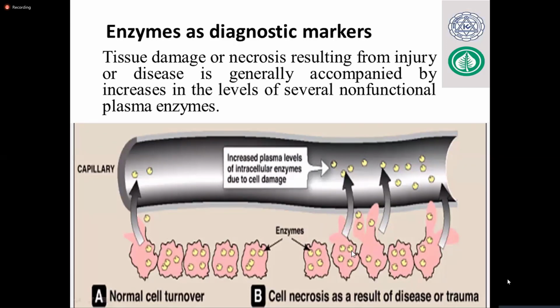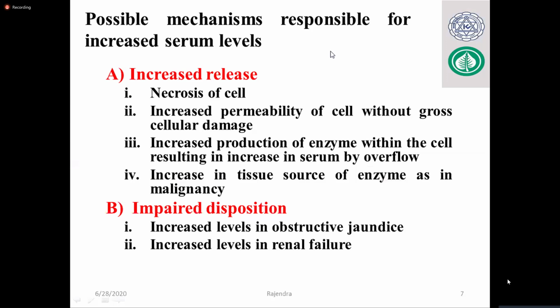See, in this image, the yellow part inside the cell is supposed to be the enzyme. Once these cells are damaged, the enzymes come into the blood, and that enzyme we are measuring in our clinical laboratory. This is simply how it is possible to measure, or the process of how it happens in our body. And the possible mechanism responsible for the increase in the serum levels of these markers or enzymes.